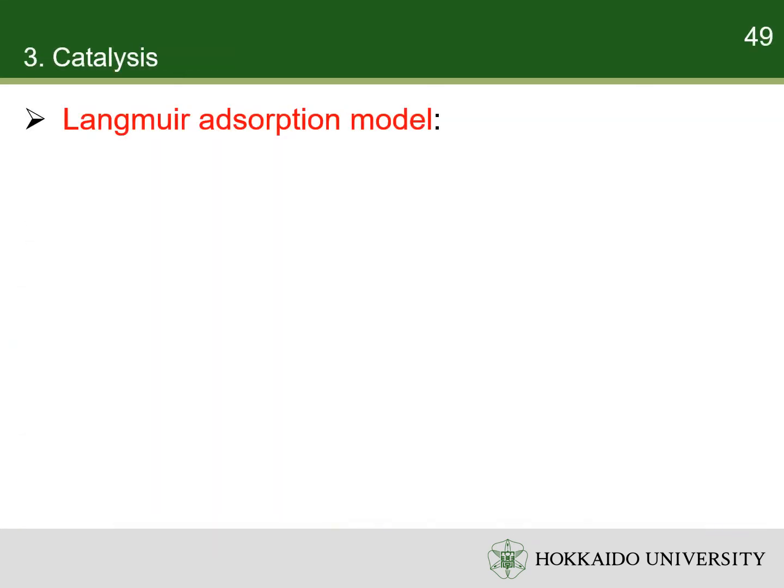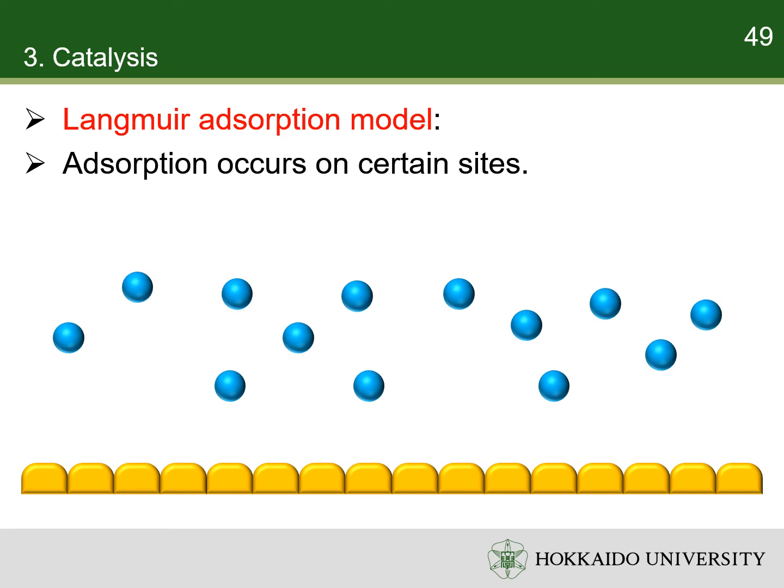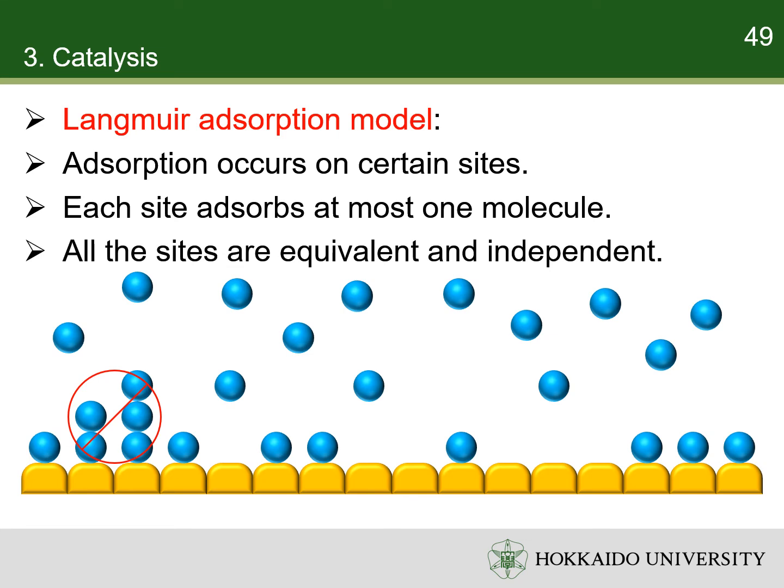The simplest mathematical model that explains the coverage at constant temperature is the Langmuir adsorption model. It is based on a few basic assumptions. First, adsorption occurs on a certain number of sites. Second, each site adsorbs at most one adsorbate. So, each site has only two states, empty or occupied. Third, all the sites are identical and independent of each other. That is, the adsorption rate on every empty site is a constant. The desorption rate on every occupied site is another constant.